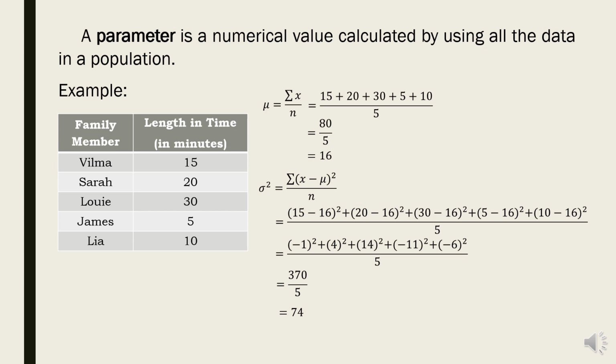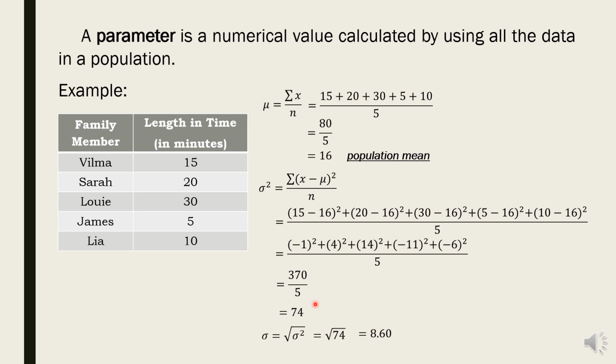Now, the standard deviation, we can only get this if we get the square root of the variance. Since the variance is 74, the square root of 74 is 8.60. And now, you have observed that we already have the numerical value of 16 for our mean, and this is what we call the population mean.